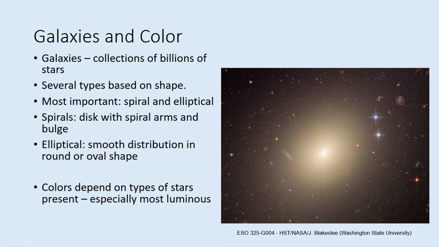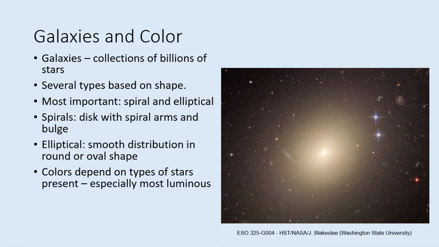The colors of galaxies depend on the colors of the stars that make them up. In particular, if the most luminous stars are mostly blue, like blue main sequence stars and supergiants, then the galaxy will look blue. On the other hand, if the most luminous stars are red giant stars, then the galaxy will tend to look red.